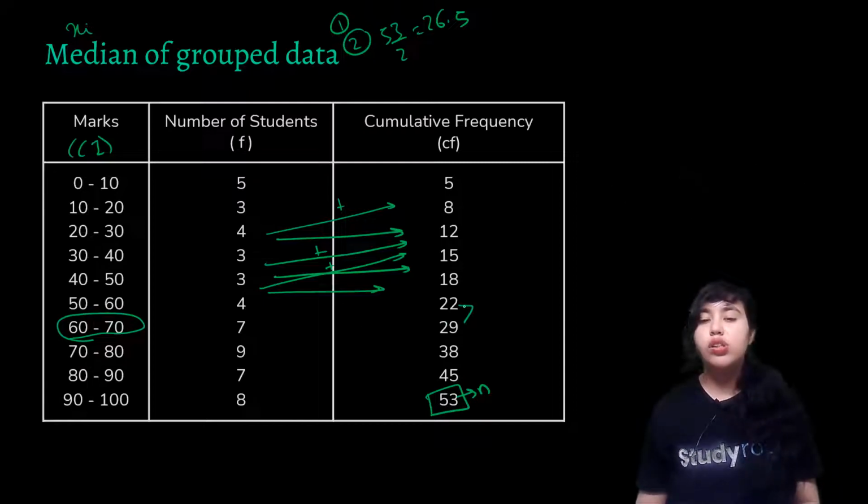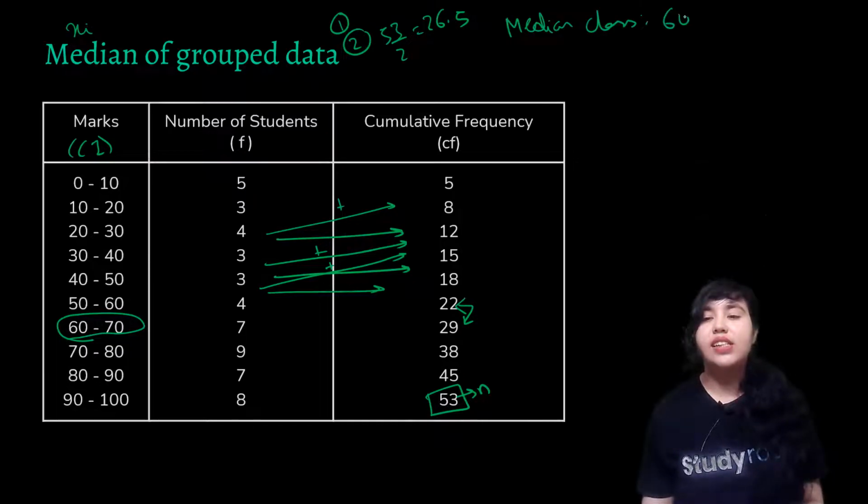It's close to 22 also, and close to 29 as well. But which one do you choose? You choose that cumulative frequency which is greater. So 29 is greater than 22, and we choose this 60 to 70 as the median class. It's very simple once you've identified the median class, that is 60 to 70. Now quickly tell me, what is the lower limit of this median class? That is 60. What is the class size? 70 minus 60, that is 10.